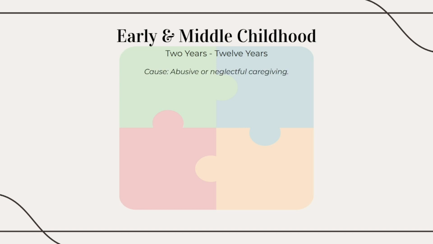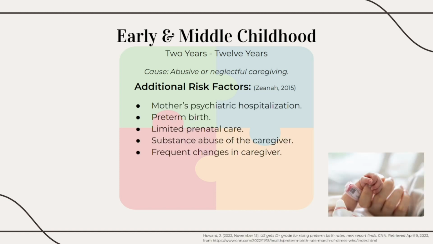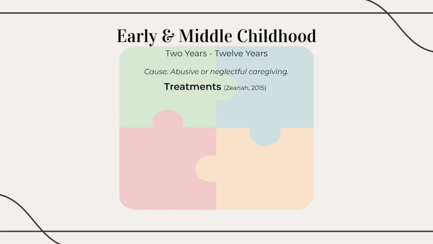Early and middle childhood allow for a better understanding of the influences behind attachment disorders. Abusive or neglectful caregiving is considered the primary cause behind both attachment disorders, but additional risk factors can contribute in the form of parents' habits and behaviors. These include a mother's psychiatric hospitalization, preterm birth, limited prenatal care, substance abuse of the caregiver, and frequent changes in caregivers. Fortunately, treatments for certain attachment styles and attachment disorders are more prevalent for children aged 2 to 12, but these options can also be applied during infancy if attachment patterns are discovered early enough.